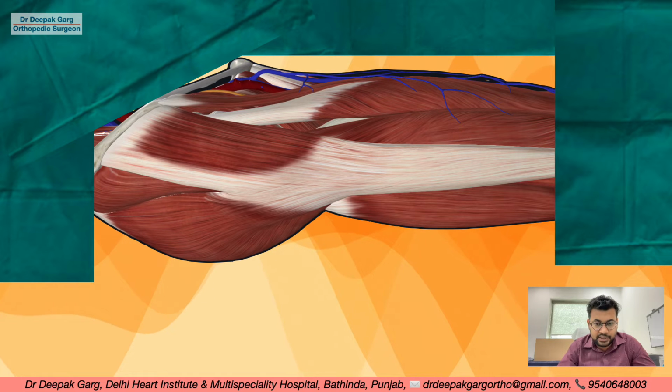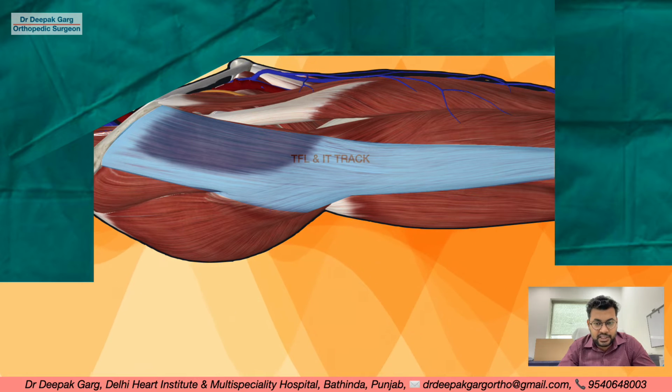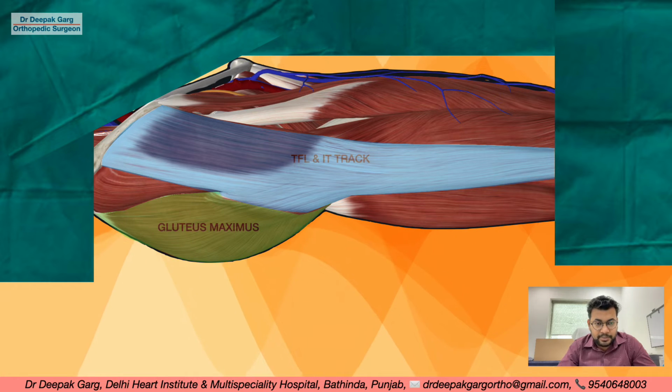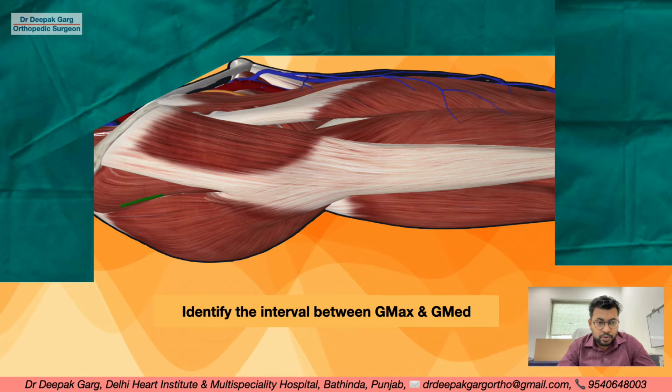So let's just first understand a little bit about the anatomy. So this is a tensor fascia lata muscle superiorly, and the iliotibial tract inferiorly and distally. Then this muscle is a gluteus maximus muscle. This is a gluteus medius muscle, and then we identify the interval between the gluteus maximus and the gluteus medius muscle. So this is the interval.